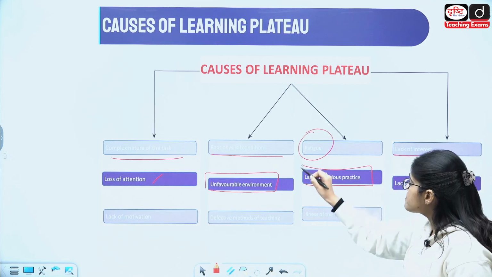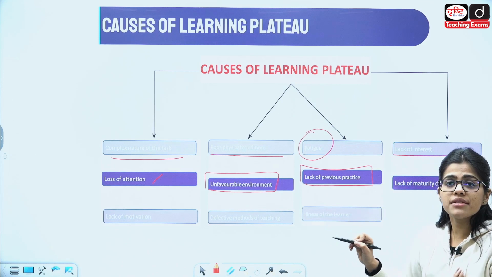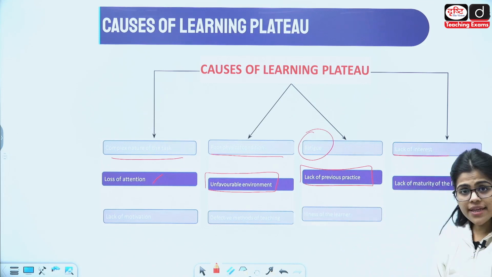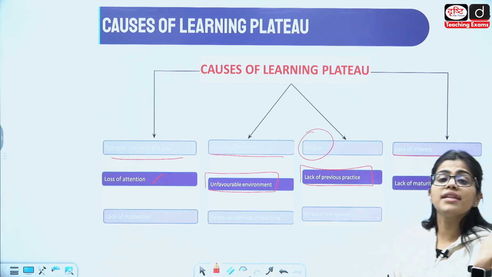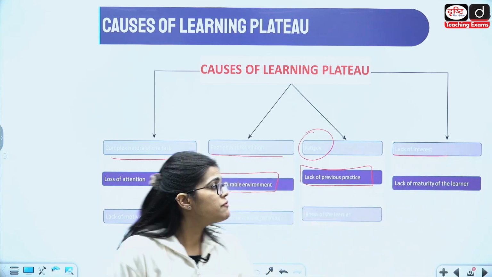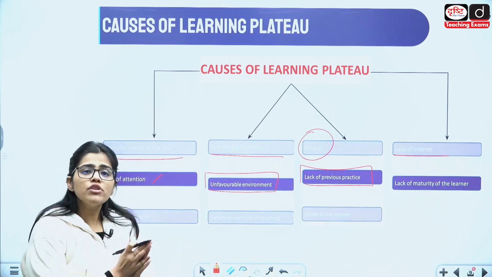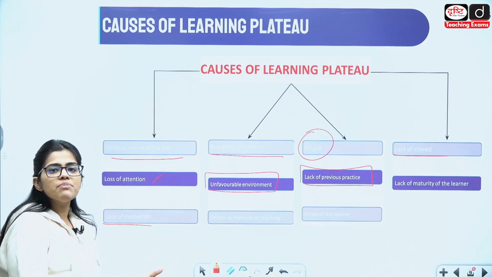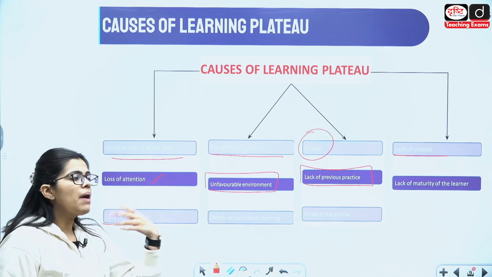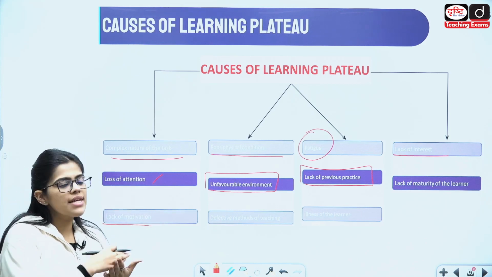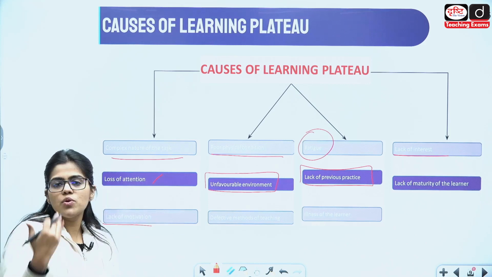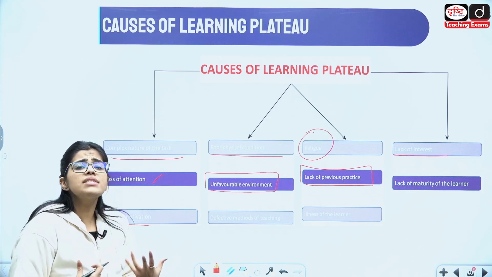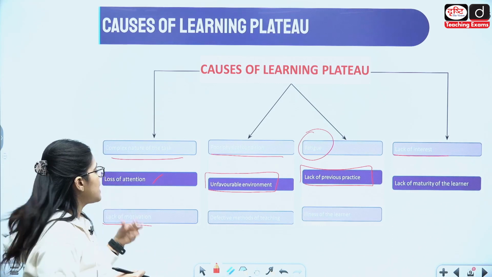Lack of previous practice. Maybe you do not practice a lot. That is why you are not able to understand the concepts. Lack of maturity. Maybe you're not that mature, maybe you're not that aware that these topics are important for you. Then it can be lack of motivation. Now motivation can be intrinsic and extrinsic. It is possible that you are not motivated. Maybe bahar se bhi aapko koi motivate nahi kar raha hai, so there is zero amount of extrinsic motivation and you are not, of course, motivated yourself. So there is no self-awareness, there is no self-motivation, that is intrinsic.